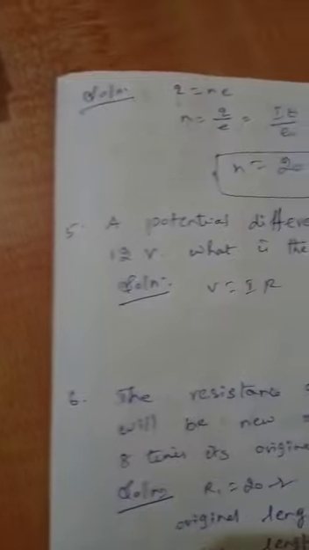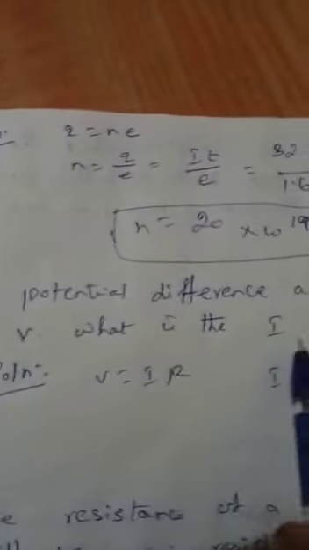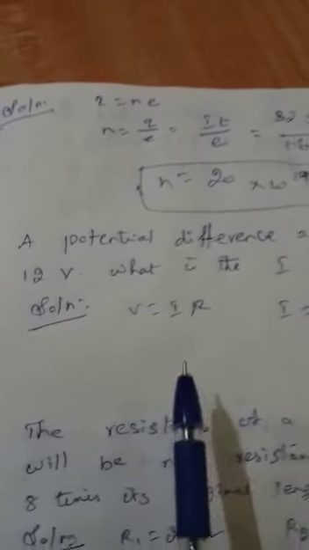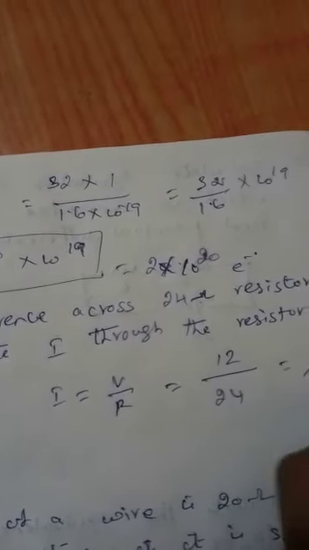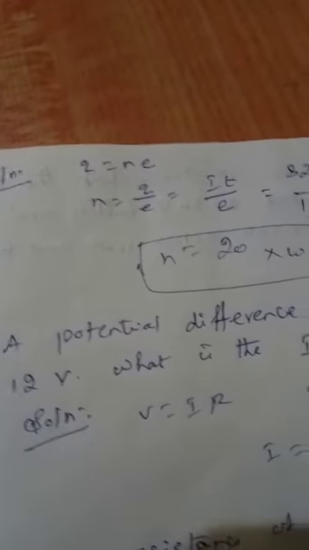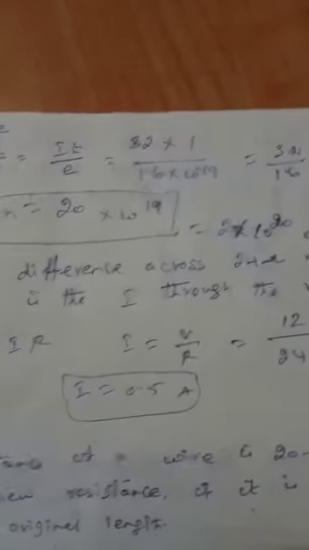Next, a potential difference across a 24 ohm resistor is 12 volt. What is the current I through the resistor? We know the formula V is equal to IR. So I is equal to V by R. V is 12 volt, R is 24. So we get 1 by 2, which is 0.5. So current I is equal to 0.5 ampere. Okay. Next one.